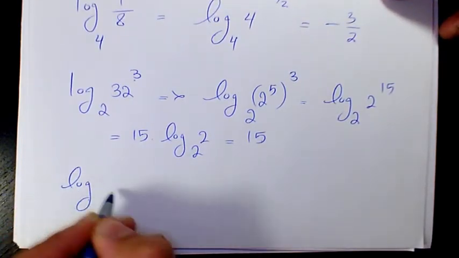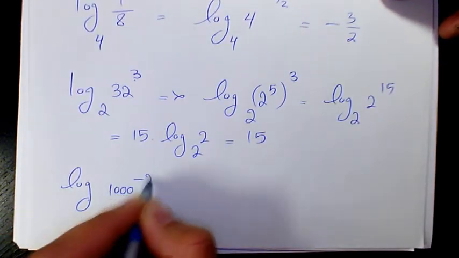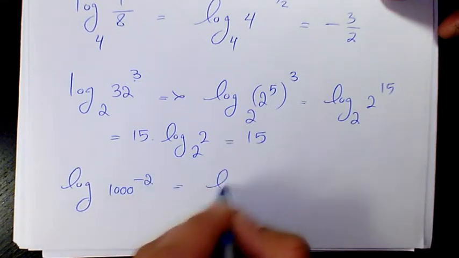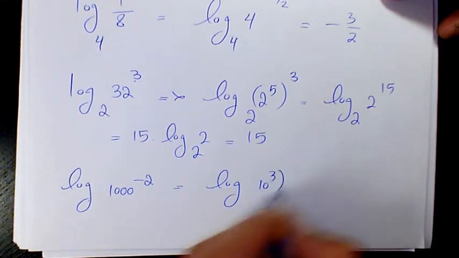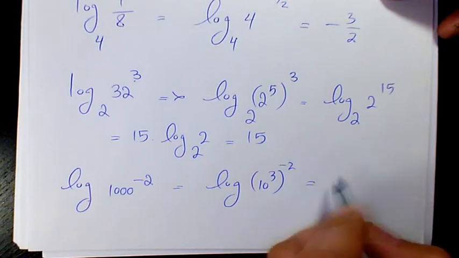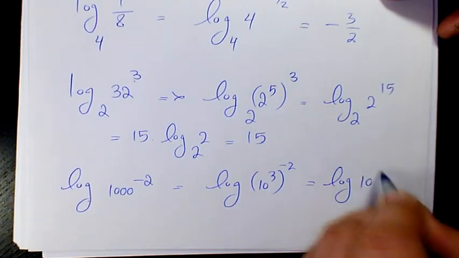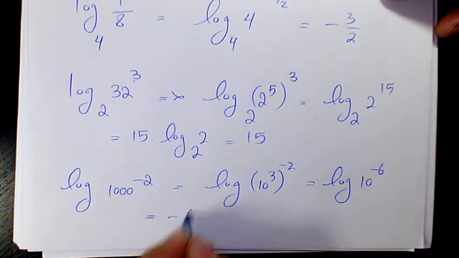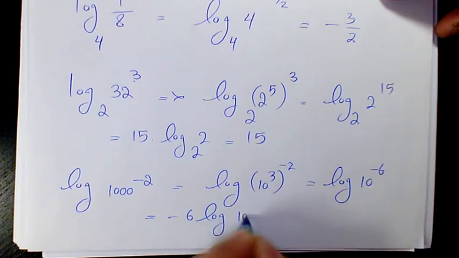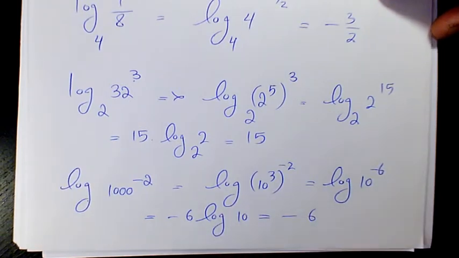Next one is log 1000 to the power of negative 2. It is going to be log 10 to the power of 3 to the power of negative 2, which is going to be log 10 to the power of negative 6, which is going to be negative 6 times log 10. That's going to be equal to negative 6.